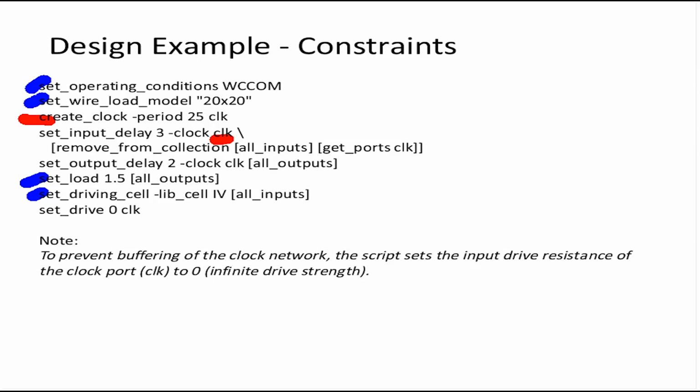Now this line tells DC that I want to set this input delay on all inputs except the input CLK. It does not make sense to set an input delay there, since CLK is the point where we create a clock, and CLK is also an input port. So the command all inputs will return a collection of all inputs. Remove from collection will remove the port CLK from the collection all inputs.